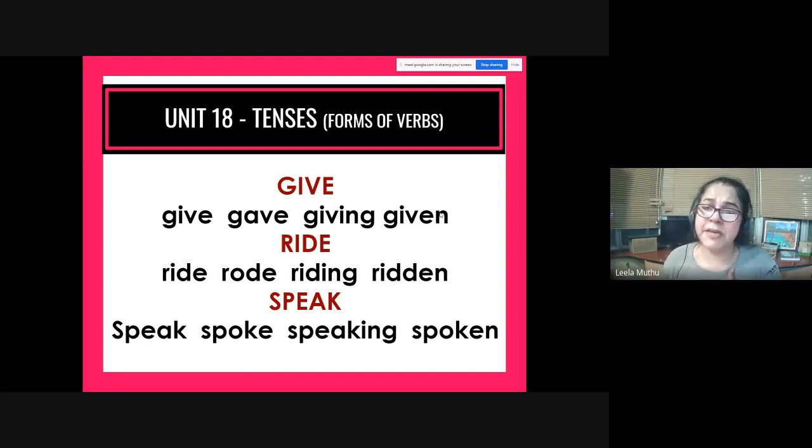Speak, spoke, speaking, spoken. I speak to my parents every day, a habit. I spoke to my dad last night. I am speaking to my friend. I have spoken to my daughter yesterday. Okay, action is over.